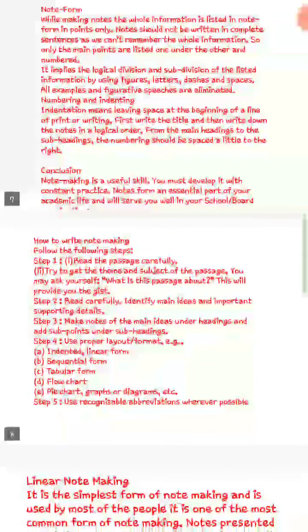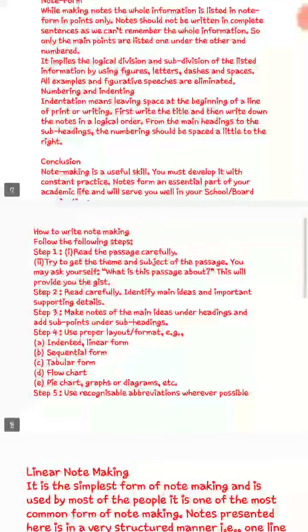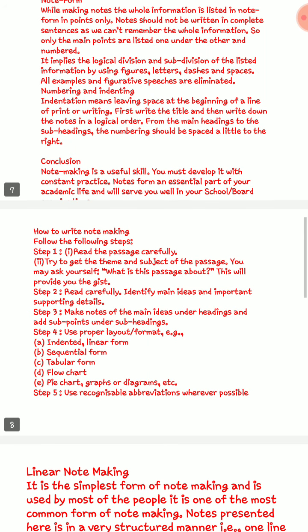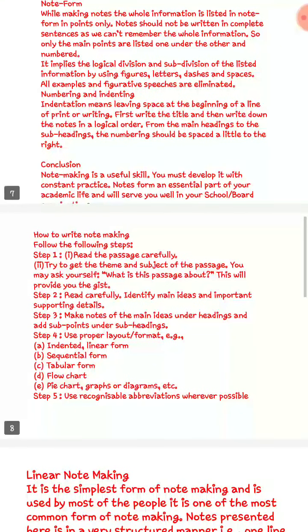Now, note form. While making notes, the whole information is listed in note form in points only. Notes should not be written in complete sentences. If you go through the solved note making examples that I have given, you will find that in points it is written, not in lengthy sentences, in one word, or rather you can say in a complete sentence, but not more than that. It should be written in a well organized form, and most importantly, as I have discussed in my previous audio lecture session also, it should be short as well as compact.